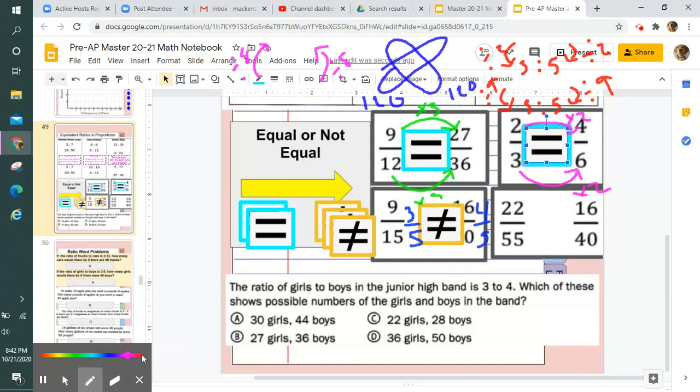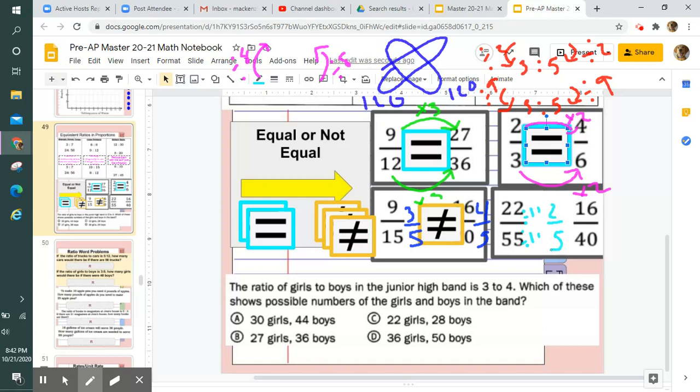All right, we also have this last one down here. Okay, 22 and 55, and then 16 to 40. So what I'm going to do is simplify. If I have 22 and 55, those are both divisible by 11. So we're going to divide by 11, divide by 11. So 22 divided by 11 is 2. 55 divided by 11 is 5. So we have 2 to 5.